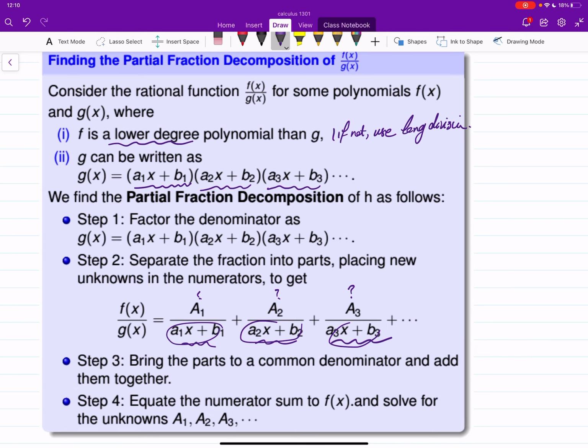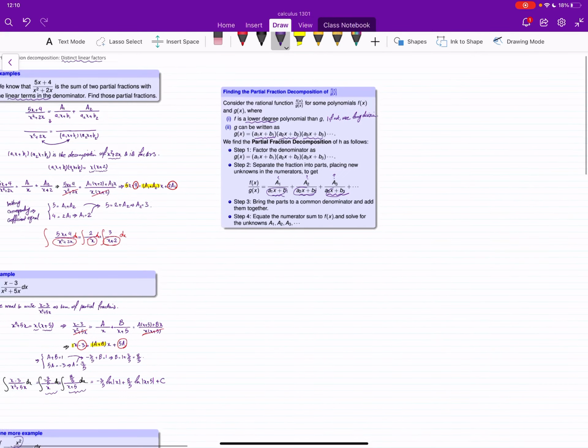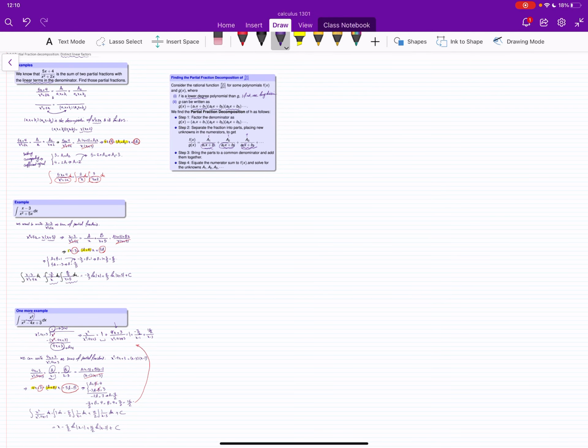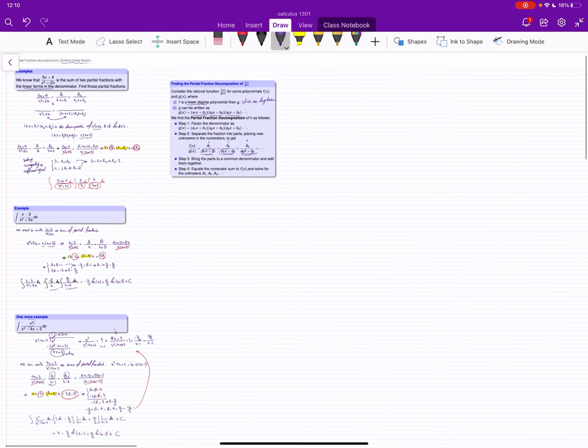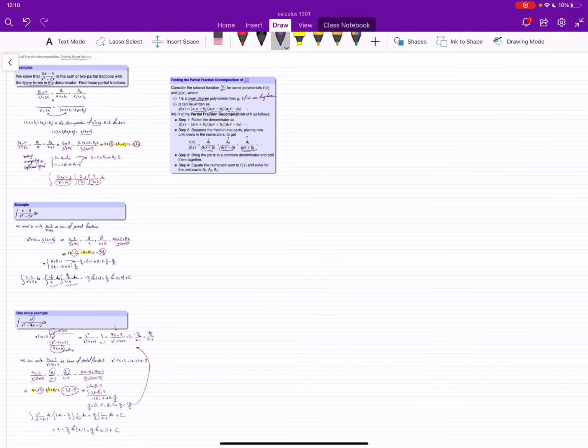Okay. So that was a story about how to find the partial fraction decomposition of a rational function which has a denominator that decomposes into distinct linear factors.